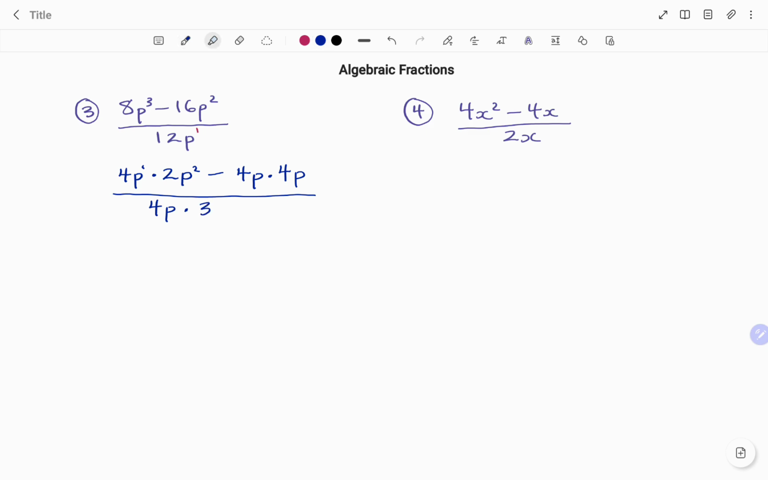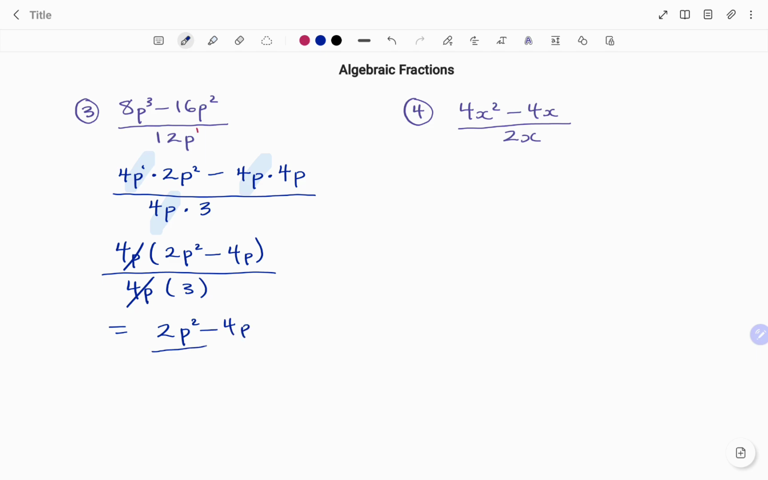I highlight all the common factors. I have 4p common to all the terms, so therefore I'm going to factorize 4p. Left with 2p squared minus 4p at the bottom, or for my denominator, 4p, I'm left with 3. 4p divided by 4p, that cancels, so my final answer is 2p squared minus 4p all over 3.